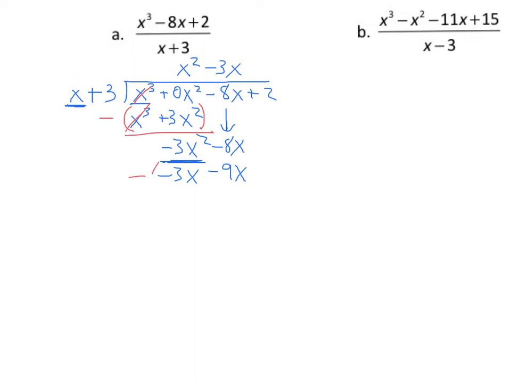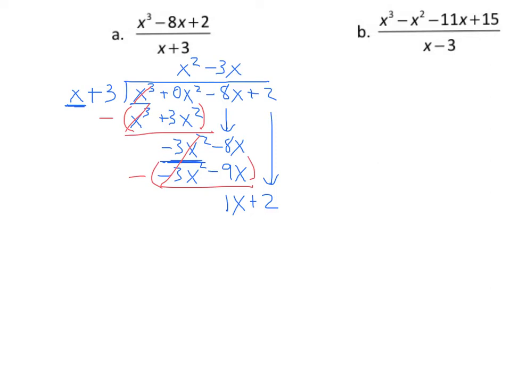So I'm going to subtract this expression, and again we have to be careful with our signs. My negative 3x squared, and then we get plus 3x squared, those will cancel, and that should always happen for your first part. And then for the next one, I have negative 8x, but then when I distribute my negative, that's going to be plus 9x, which gives me 1x. And then I bring down my 2.